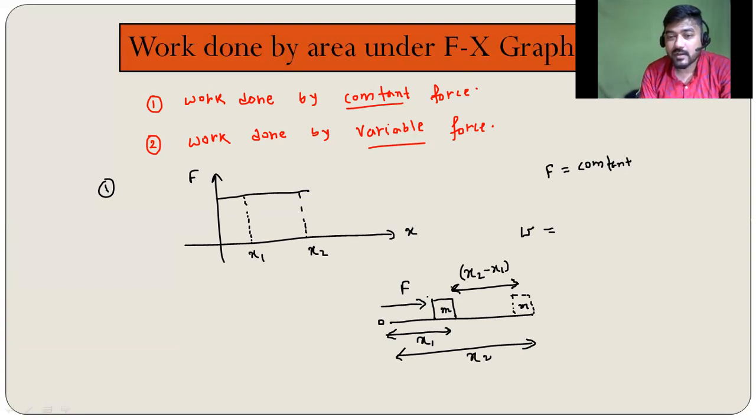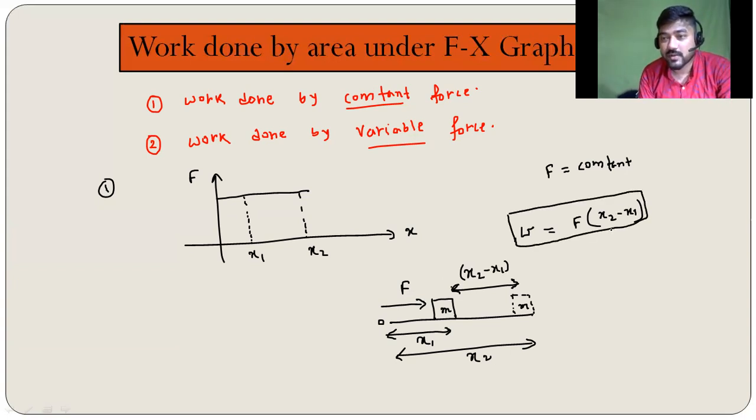So what will be the work done? Work done is force into displacement, and here displacement is x2 minus x1 and force is F. So work done will be F into (x2 minus x1). This will be the work done, equal to F into (x2 minus x1).